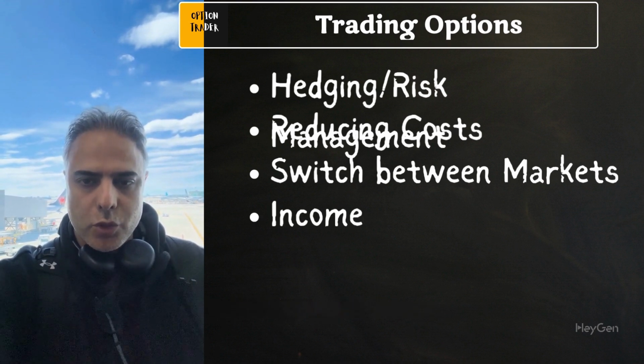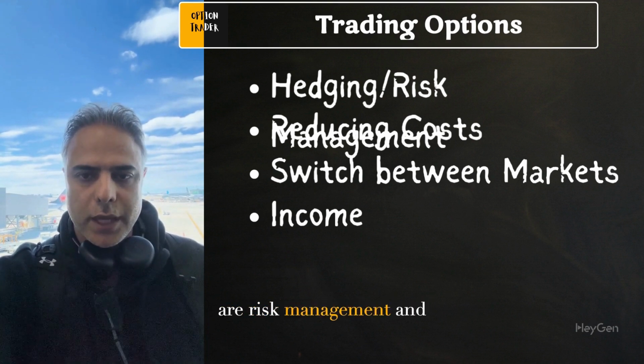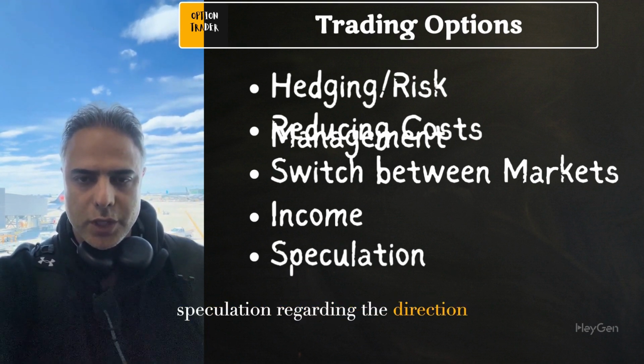In summary, the two main uses of derivatives are risk management and speculation regarding the direction of movement.